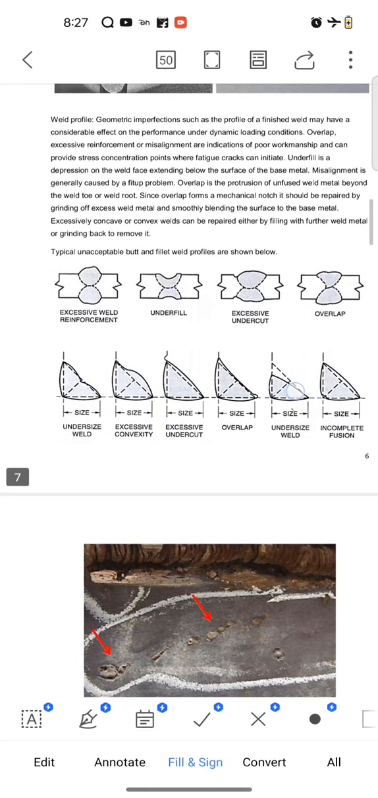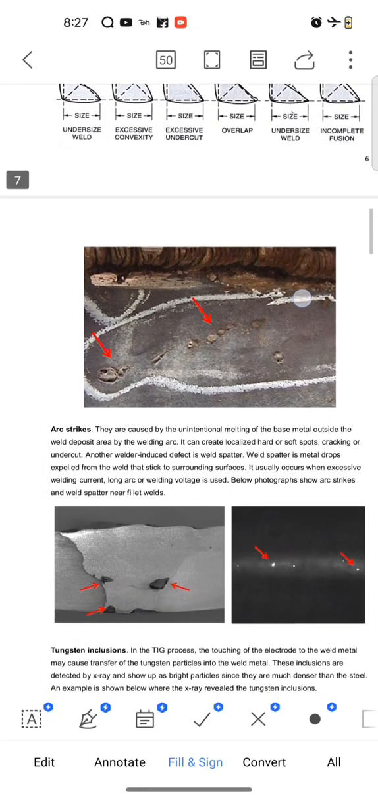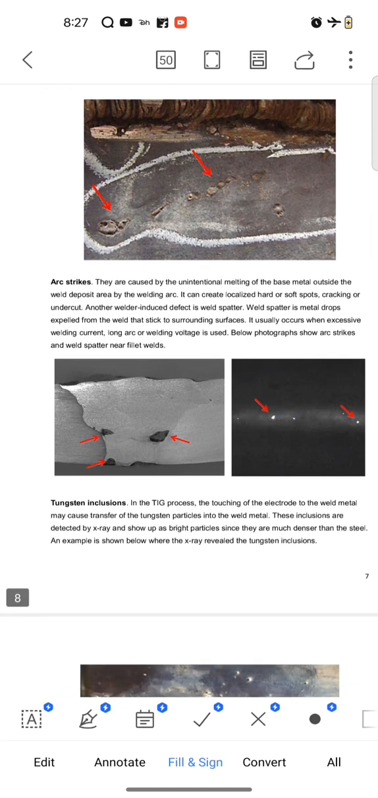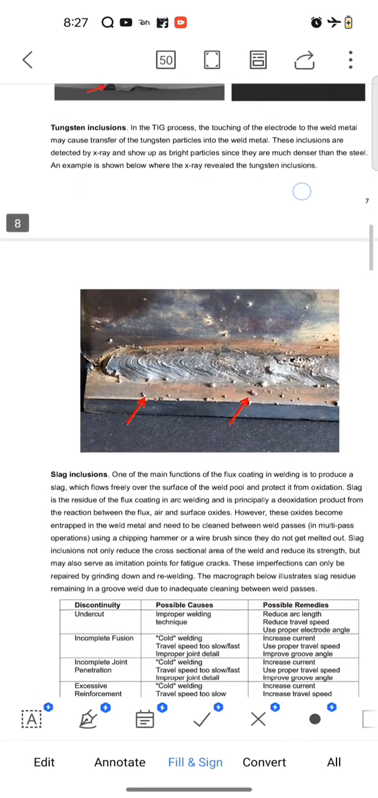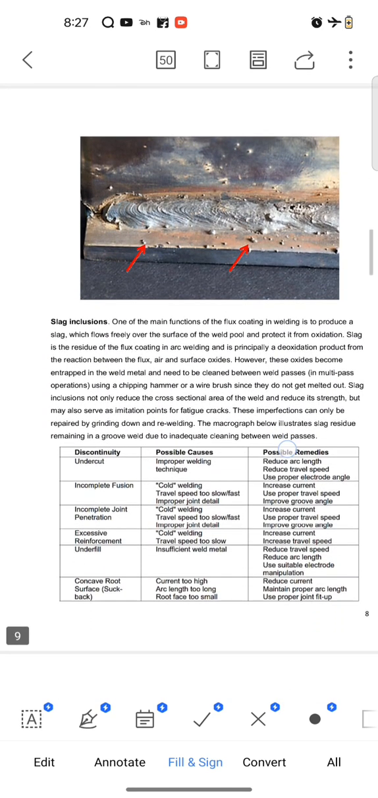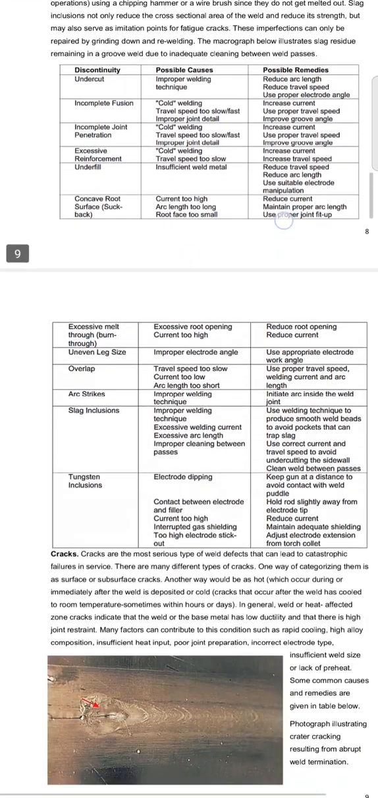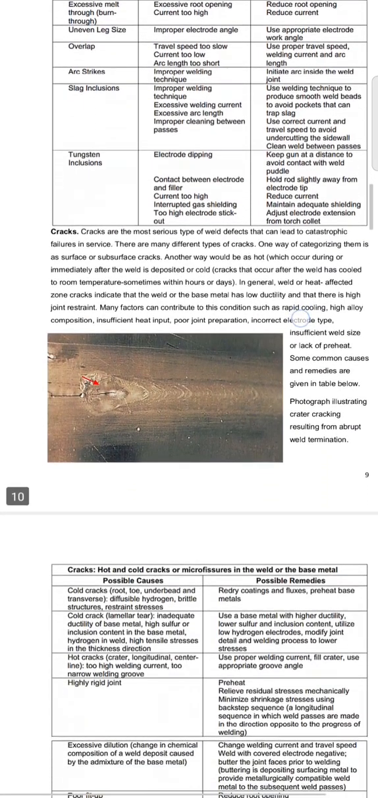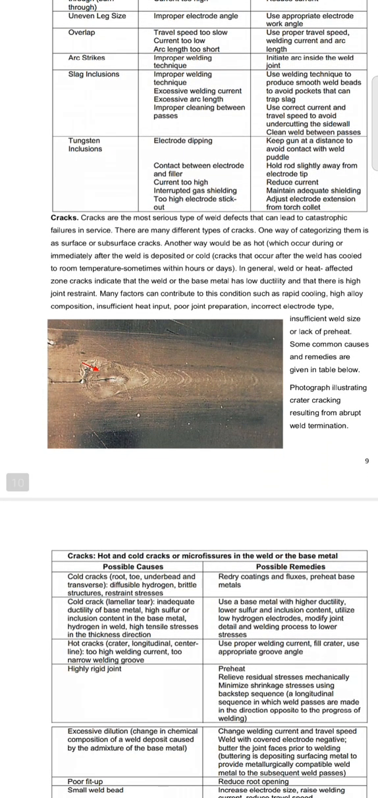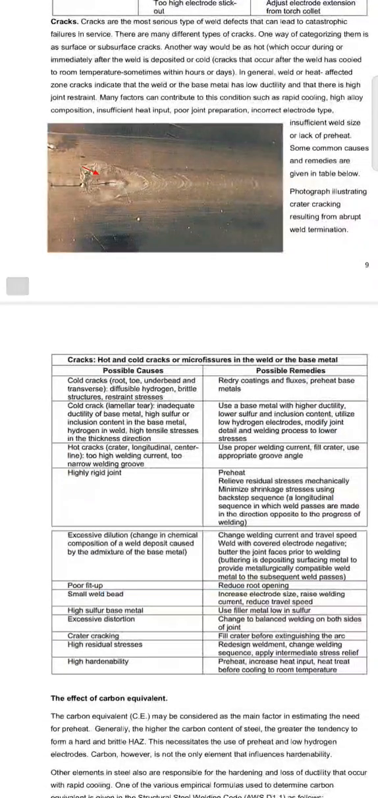Tungsten inclusions. In the TIG process, the touching of the electrode to the weld metal may cause transfer of tungsten particles into the weld metal. These inclusions are detected by X-ray and show up as bright particles since they are much denser than the steel. Slag inclusions. One of the main functions of the flux coating in welding is to produce a slag, which flows freely over the surface of the weld pool and protects it from oxidation. Cracks. Cracks are the most serious type of weld defects that can lead to catastrophic failures in service.